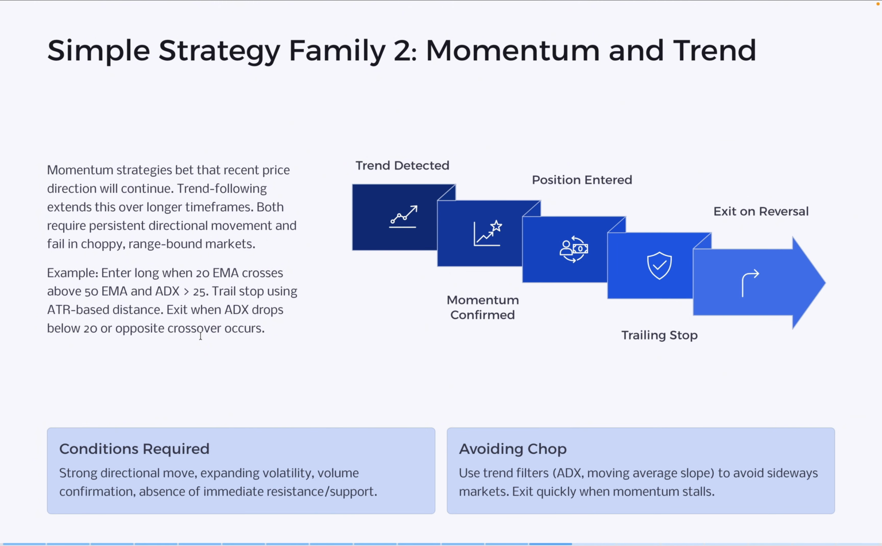Okay, so conditions required are a strong directional move, expanding volatility and volume confirmation, and absence of immediate resistance or support, aka a mean reversion environment. So to avoid chop, you can again use Z-score or you can use ADX, and also you can use the average of price, aka moving average, to avoid sideways markets and exit quickly when momentum stalls.